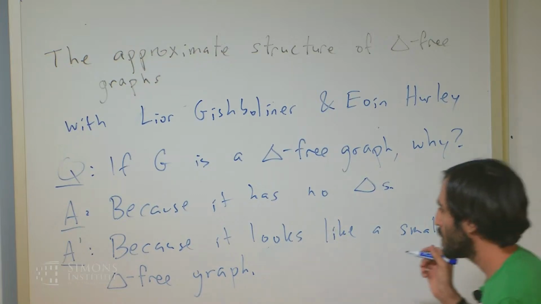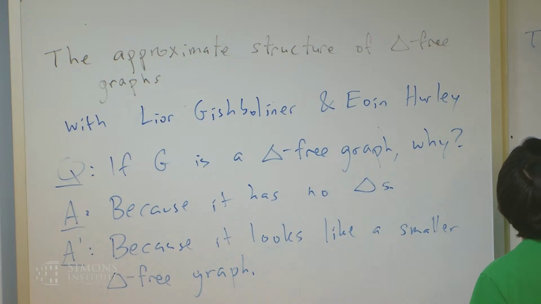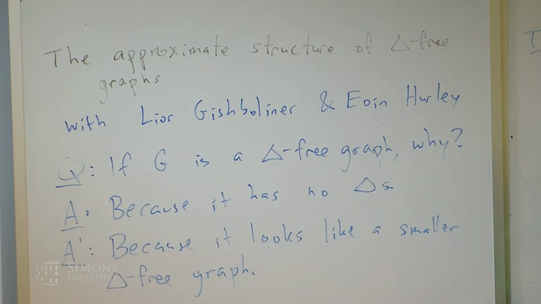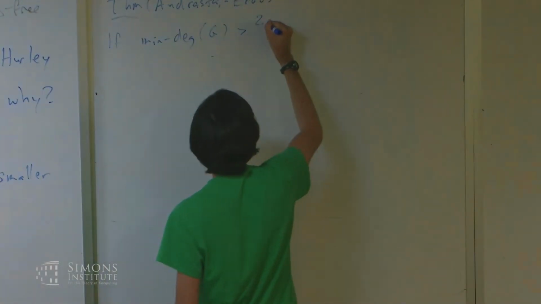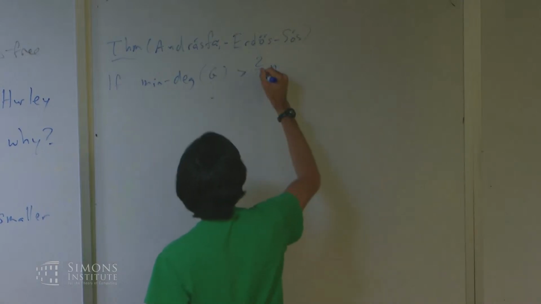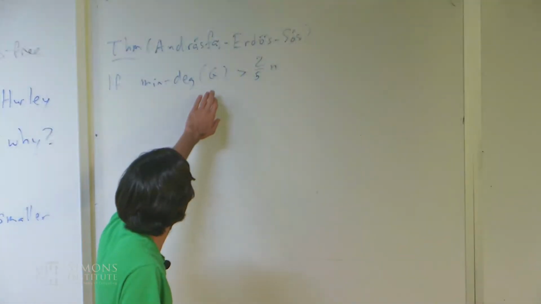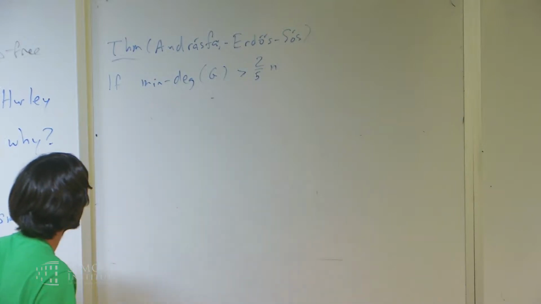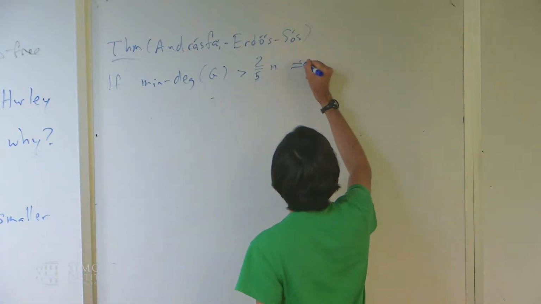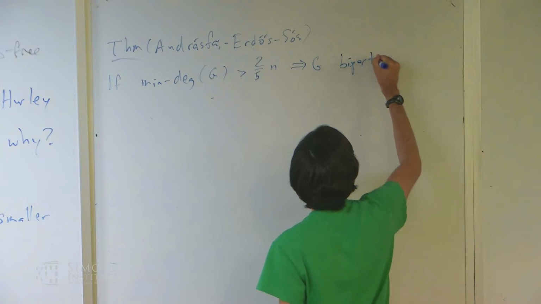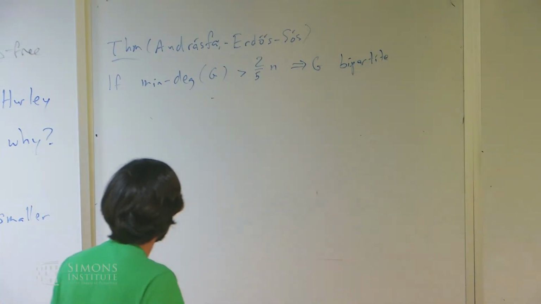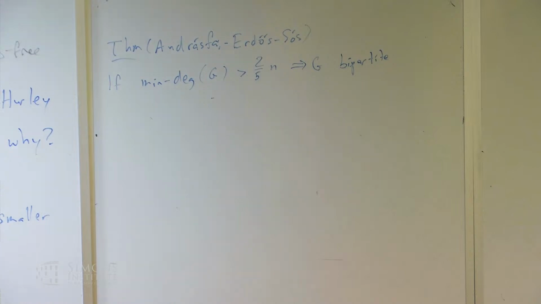The simplest example that I know of this type of result is a very nice theorem of András, Erdős, and Sós. It says the following. If G is a triangle-free graph on n vertices, and its minimum degree is strictly greater than 2/5 n, then actually G is bipartite. I'll say in a minute why I view this as an instance of this.